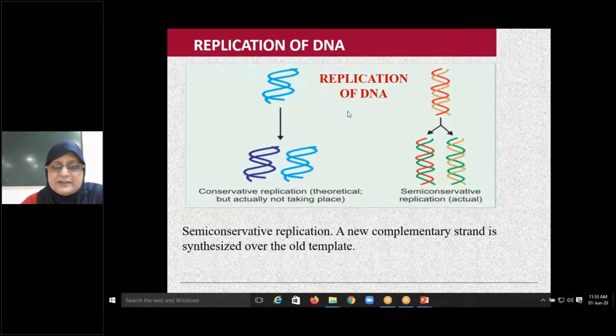So here you can see, even though theoretically we say it's conservative replication, actually what is happening is semi-conservative replication, where you can see this is a red and a yellow of a parental strand. So each daughter strand will get one strand from the mother, while the green represents the newly synthesized complementary strand. The red and yellow represent the template strands, and the green represents the complementary strands that are synthesized in the daughter cells.